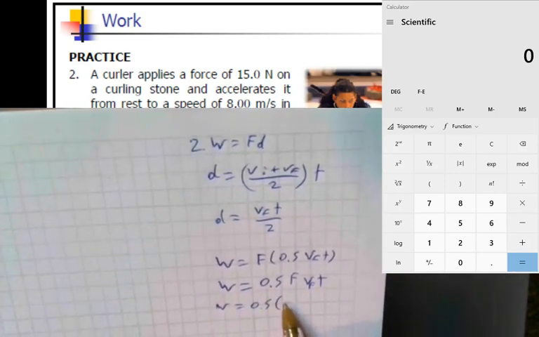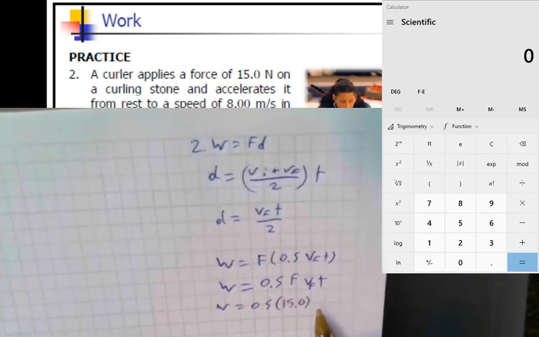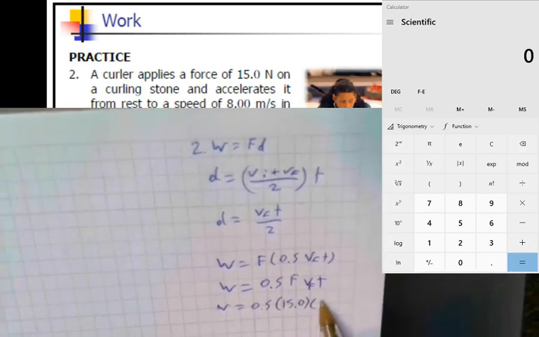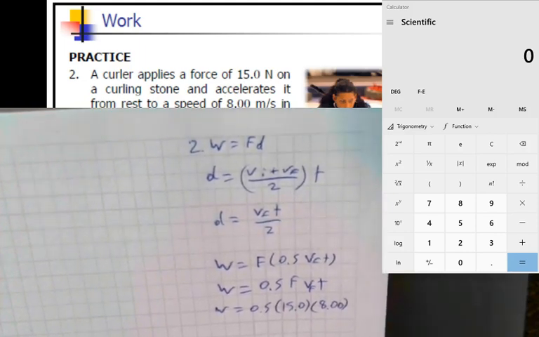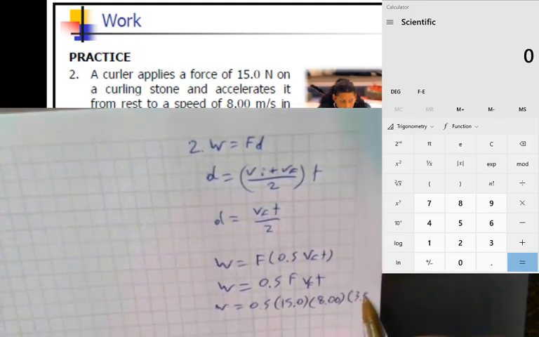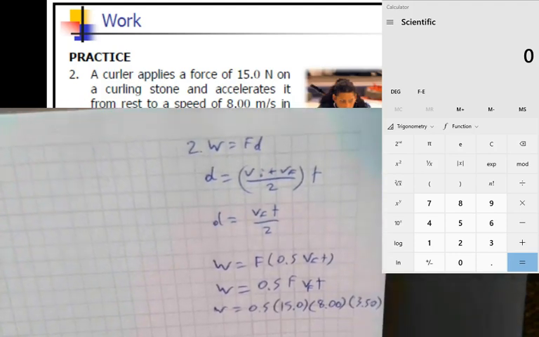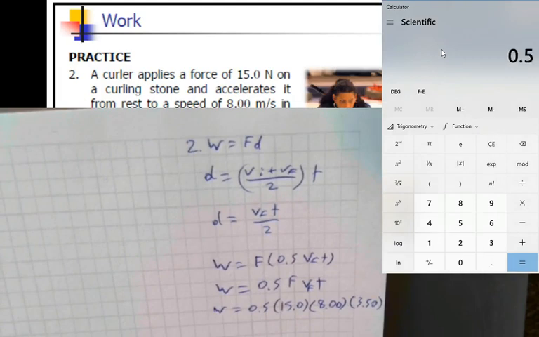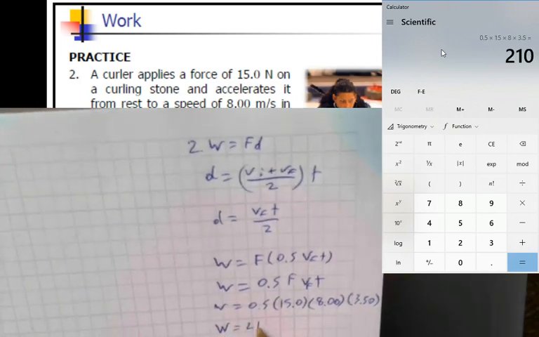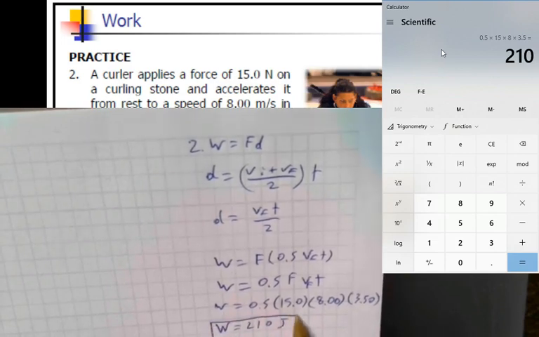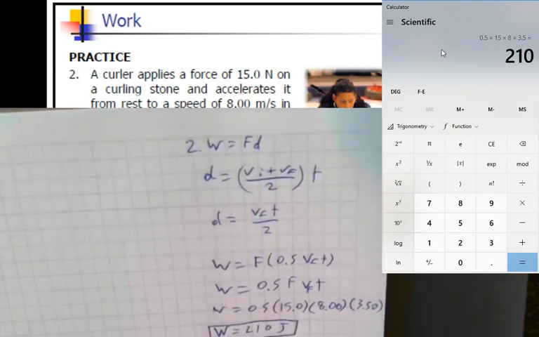we know that our force is 15.0, so we have 3 significant digits. Our VF is 8.00, which is 3 significant digits, and our T is 3.50, so another 3 significant digits. So our solution should have 3 significant digits, and when we calculate that, 0.5 times 15 times 8 times 3.5, we have 210, and that's in joules. So that's our solution, 3 significant digits in this case.